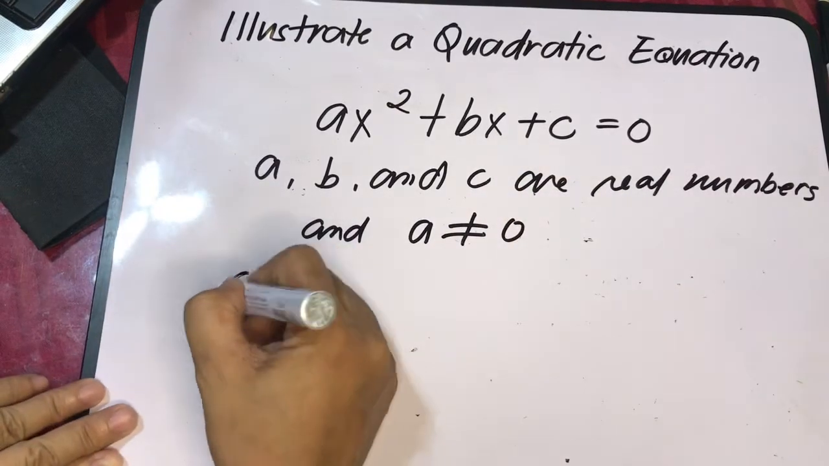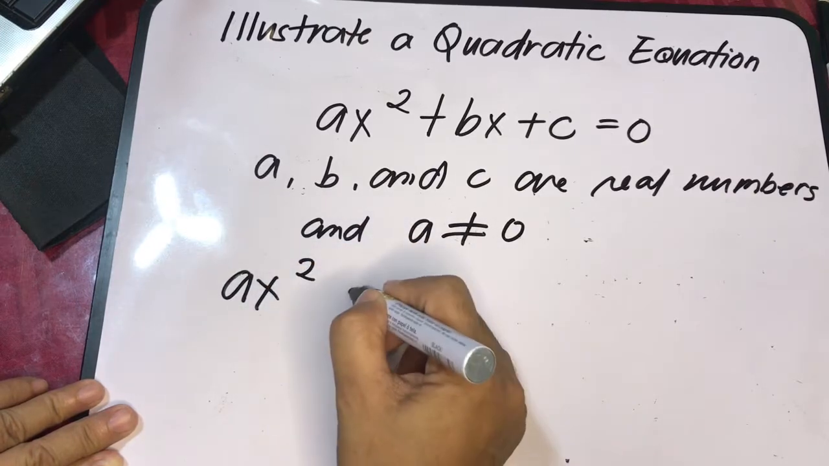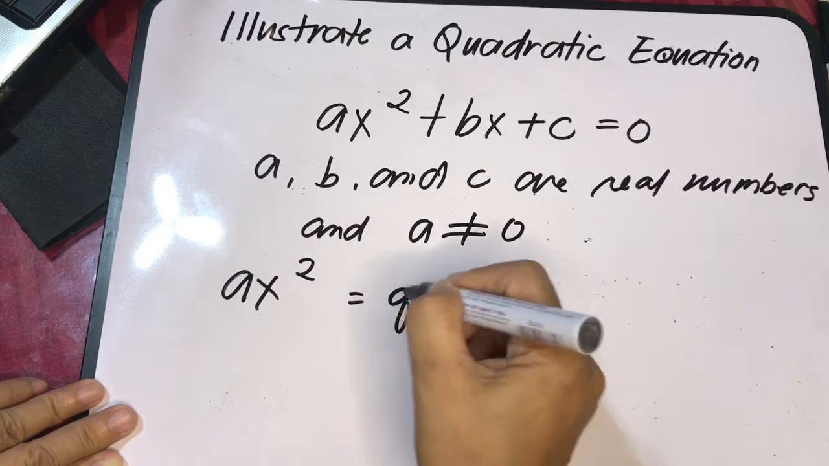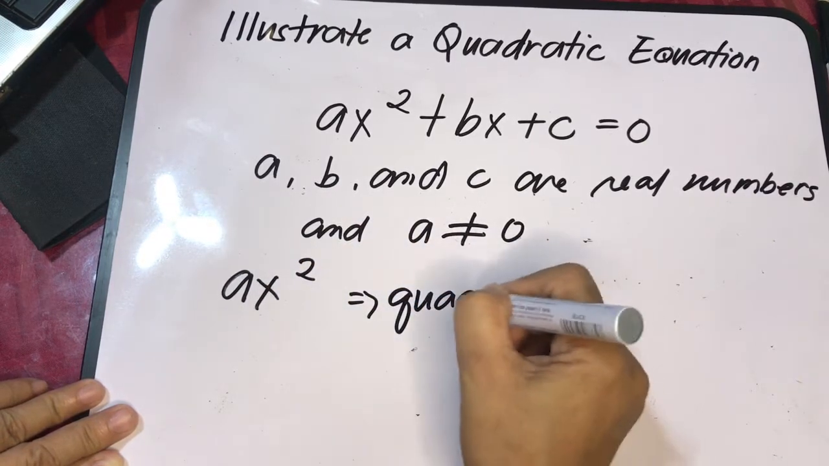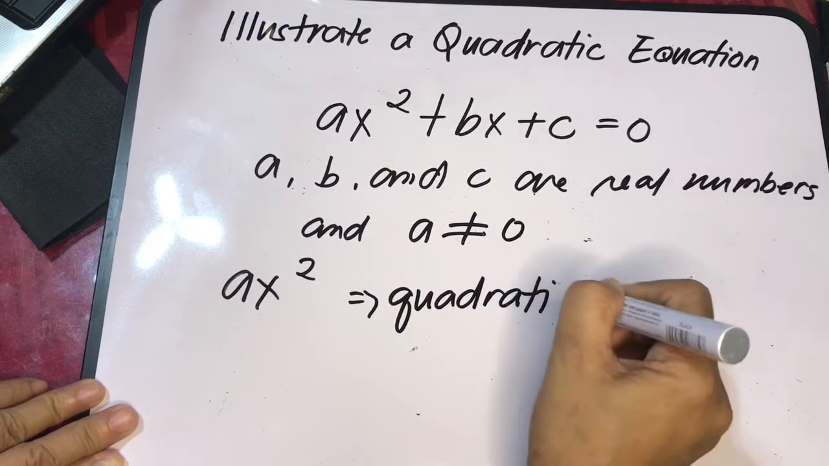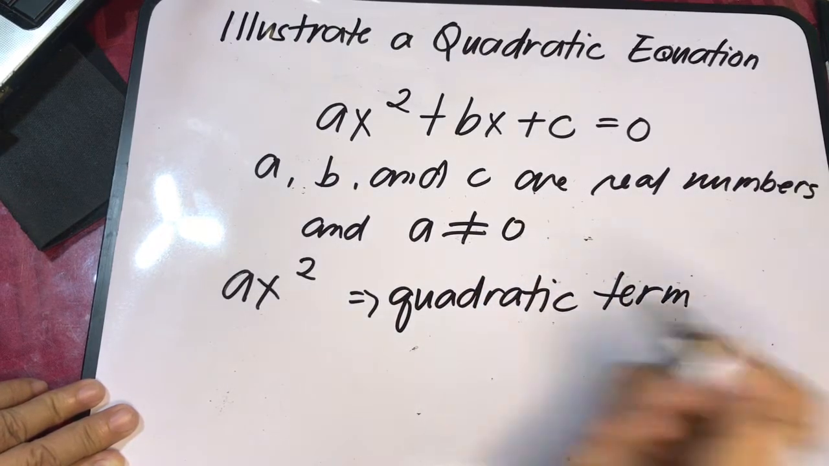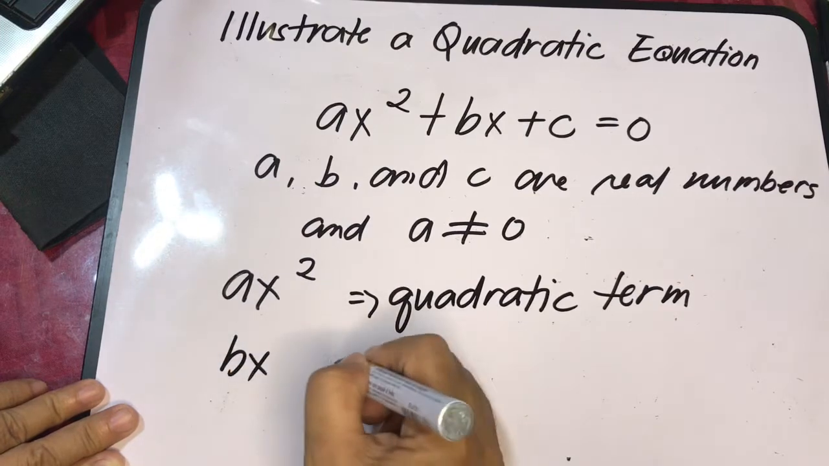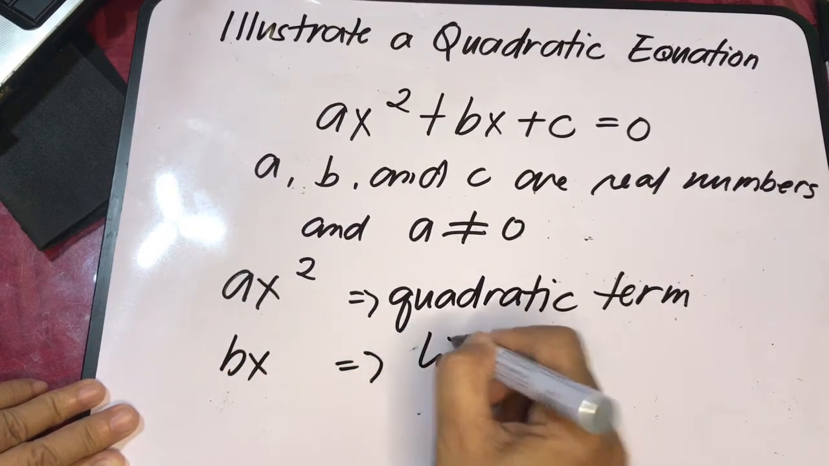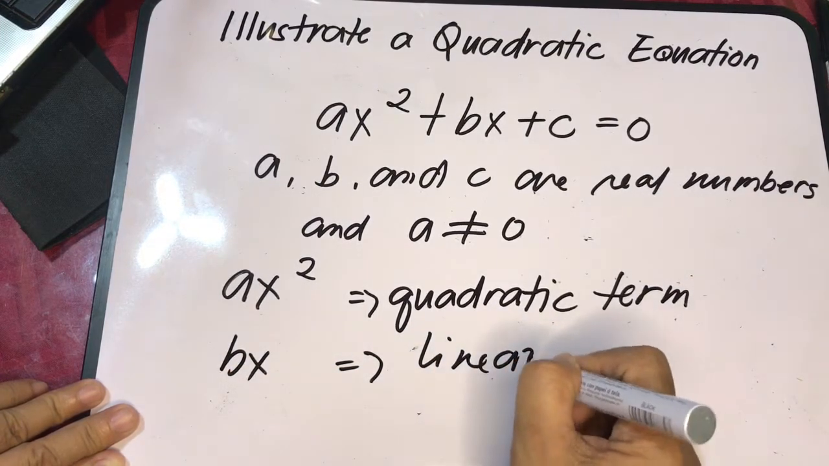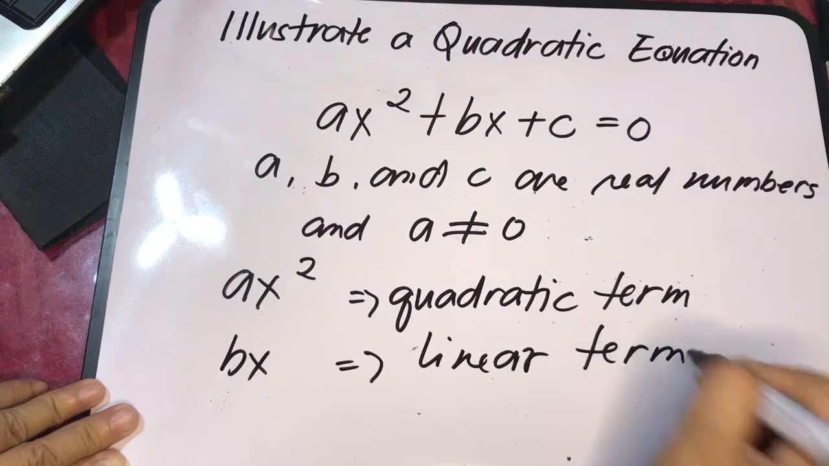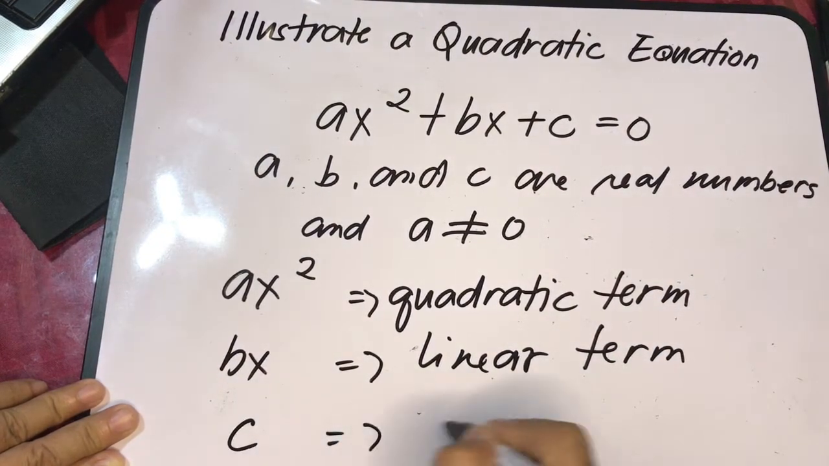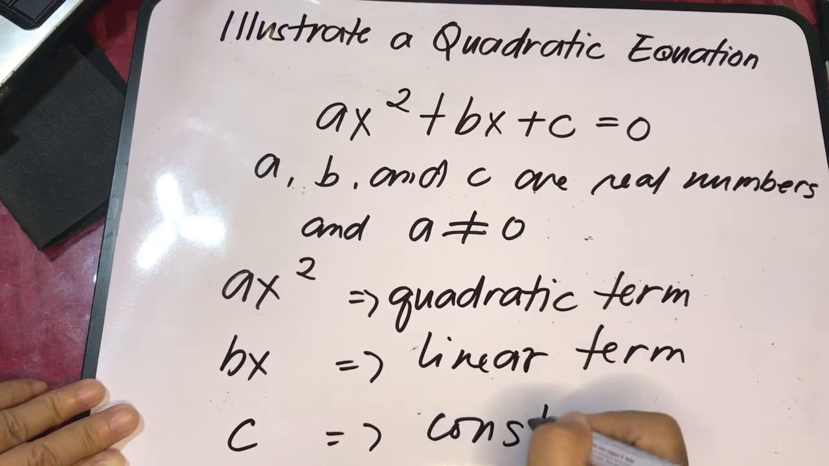Okay. Ax squared, we call this the quadratic term. Bx is the linear term. And c is the constant term.